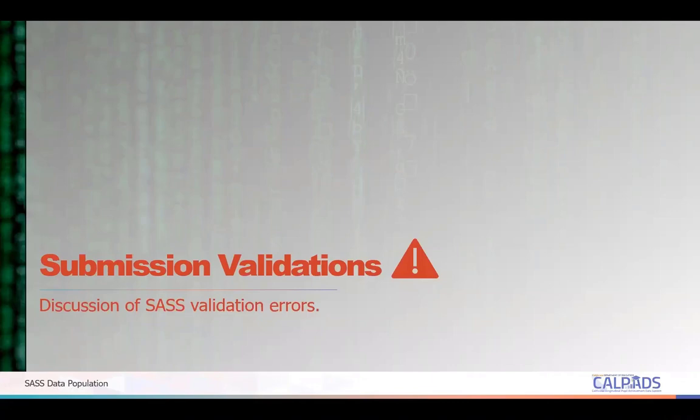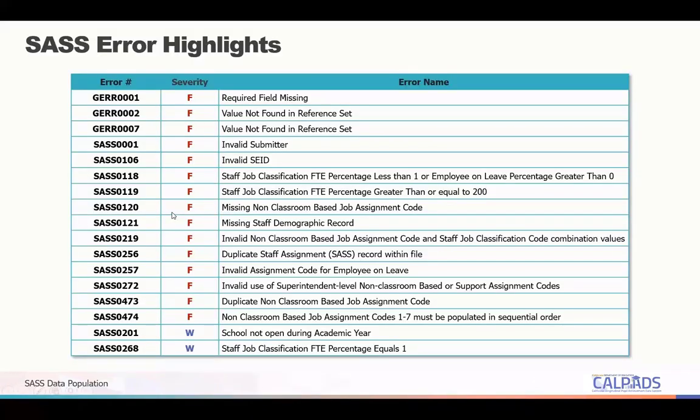When uploading files to CalPADS or posting records manually online in CalPADS, here are the common SASS errors that LEAs encounter. Some are triggered because of missing values in the fields, and some are triggered because of retired codes used in some of those fields.